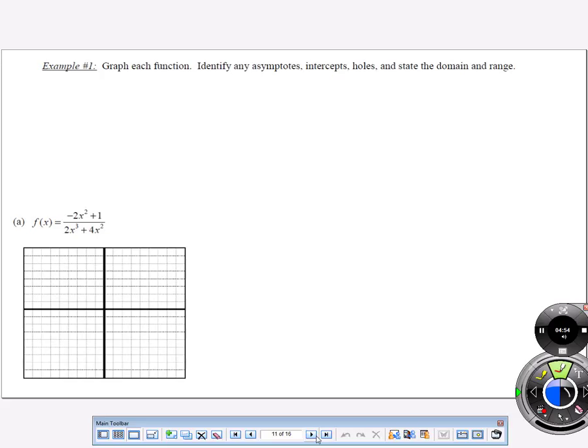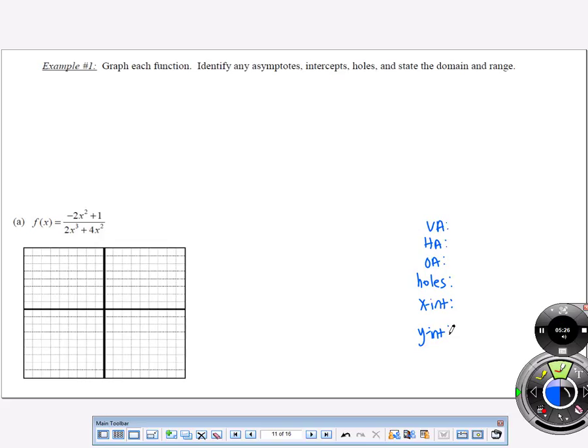Okay, I'm going to make a list of all the things I'm going to find ahead of time that are going to help me create a structure for this graph to follow. So basically, I want to know if there are vertical asymptotes, horizontal asymptotes, oblique asymptotes. Are there any holes? What about x-intercepts? What about y-intercepts? All right.